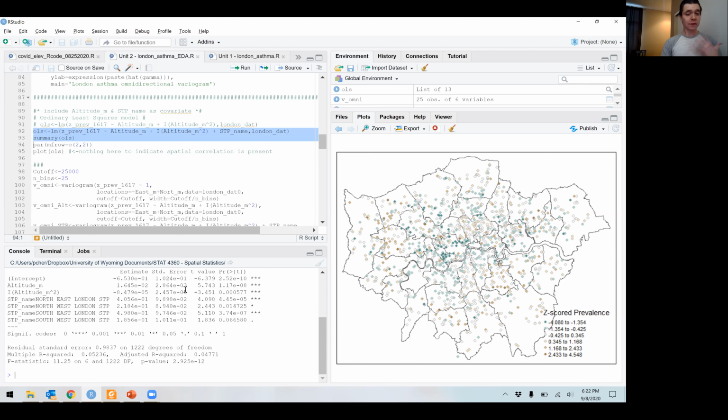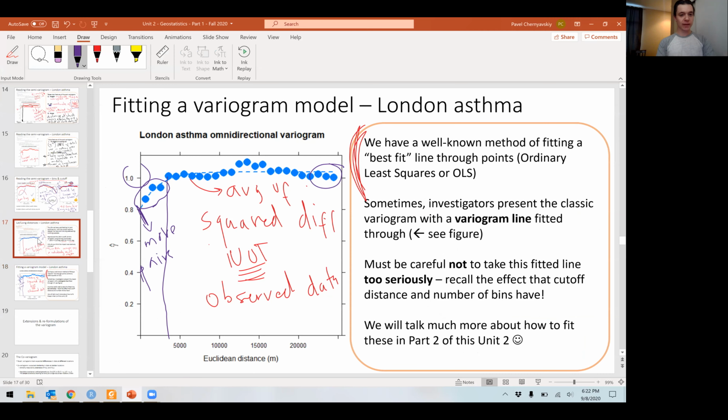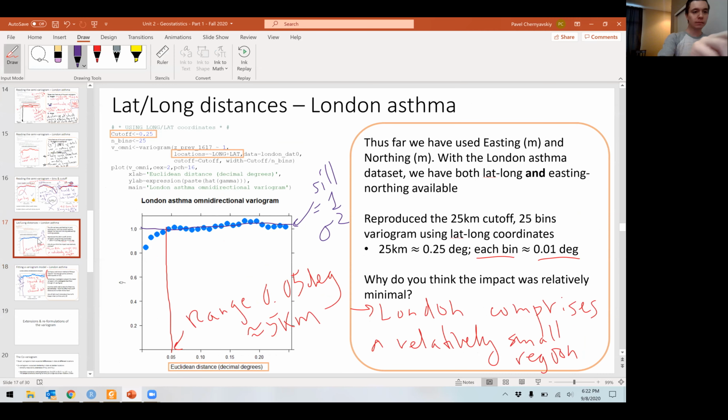But nothing stops us from looking at our variograms with covariates in the variogram. So, to be clear, if we go back here, my Z prevalence tilde 1 means I have no covariates.